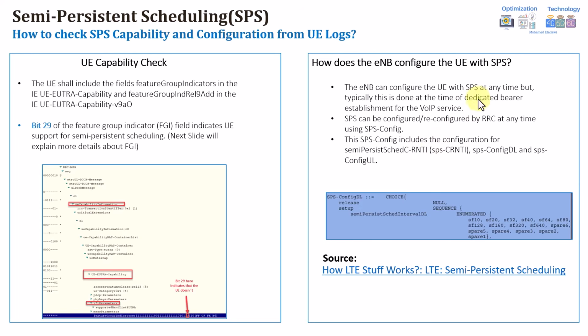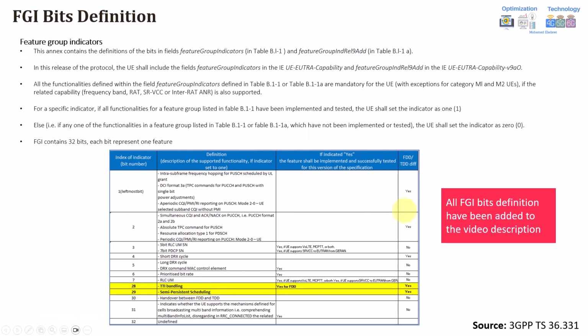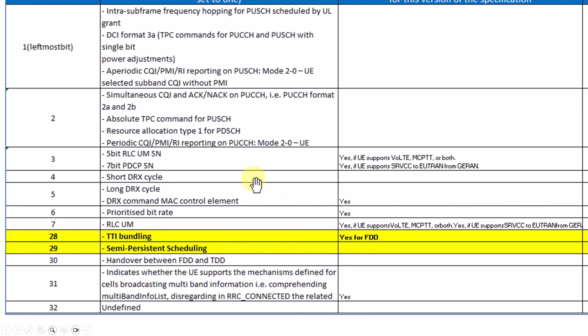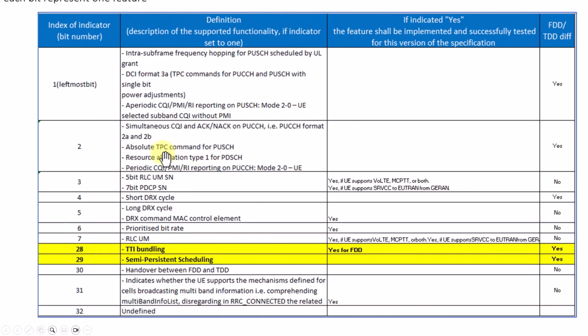So now let's move to the part related to the FGI feature to give more explanation about it. Okay, I quoted this table from 3GPP TS 36.331. You can see this is the table for all the bits under the FGI, or feature group indicator, where each of those bits explains whether the bit is supported or relates to which feature.